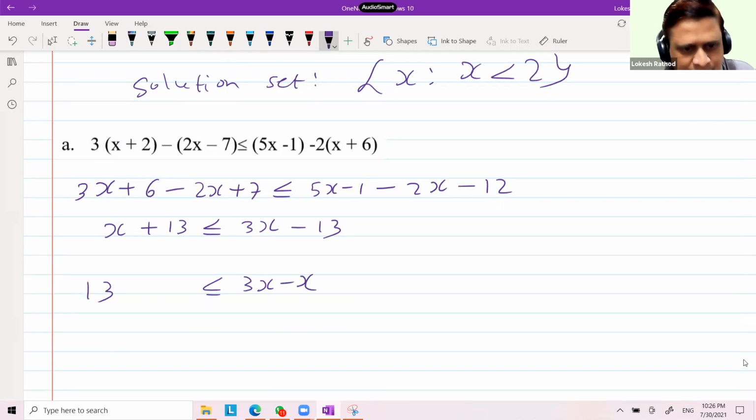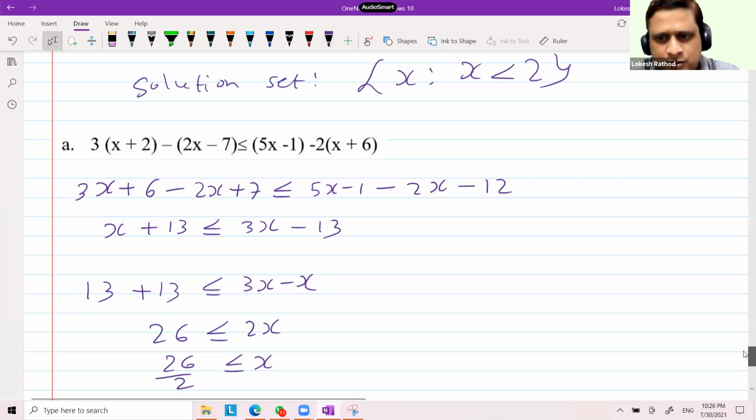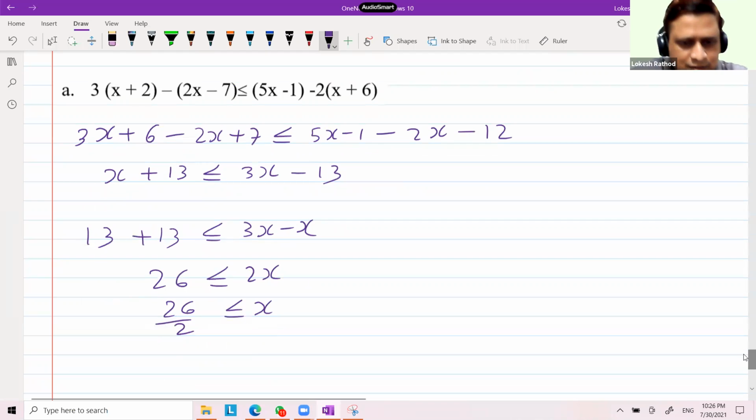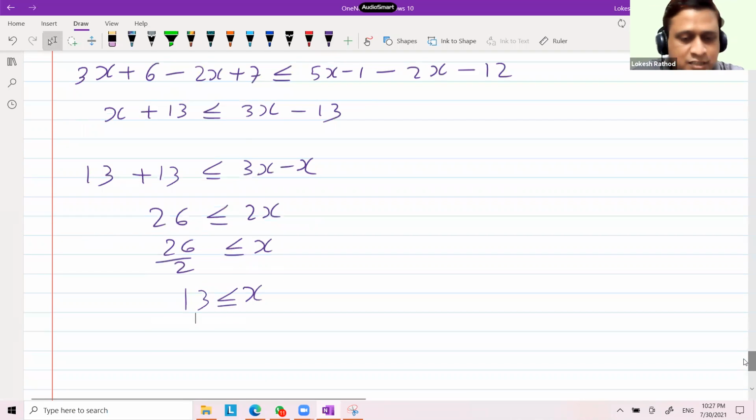And 13 is already here. This 13 goes to that side, so plus 13. This is 2x and this is 26. So x is greater than or equal to 26 over 2, correct? So we get x greater than or equal to 13, right? So there's the solution set, right?